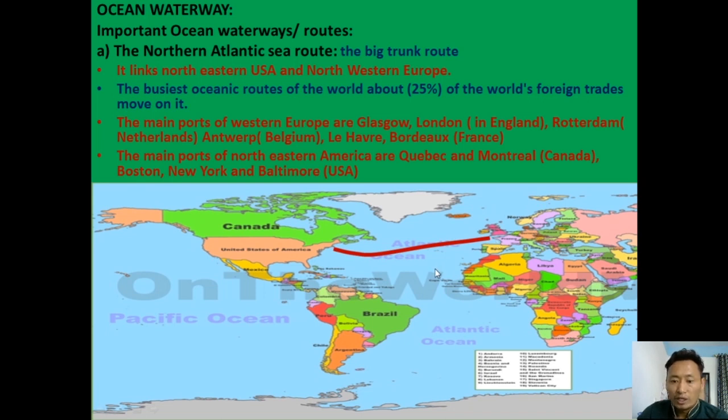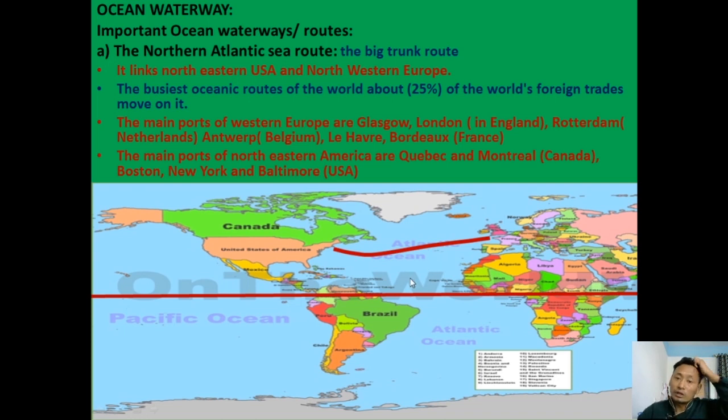Why do we say North? Here we have the equator, and here we have the Atlantic Ocean. North of the equator is called the North Atlantic Ocean, and south of the equator is called the South Atlantic Ocean. Because this sea route lies north of the equator, it is called the North Atlantic Sea route. This sea route is also called the Big Trunk Route.